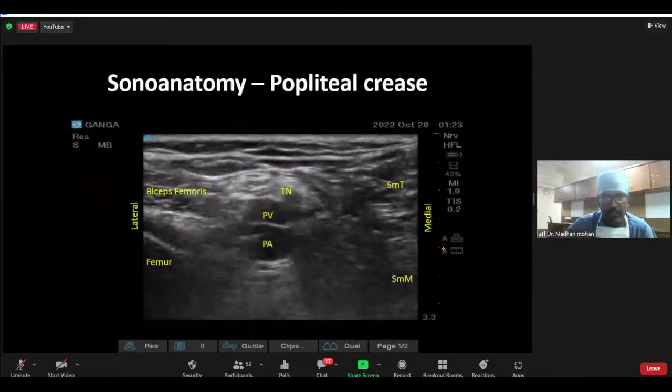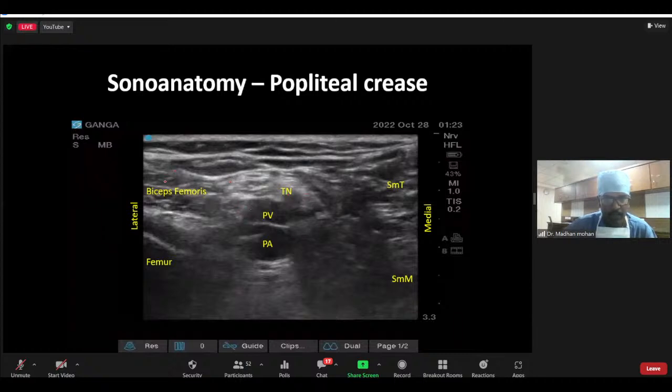So this is the sonoanatomy at the level of the popliteal crease. If you keep the probe in a transverse orientation in the popliteal crease with the orientation marker facing laterally, the structure you will immediately visualize is the popliteal artery, and then this is the popliteal vein. If you relax the probe, you'll find the popliteal vein, and this is the tibial nerve. This is the thick hyperechoic, characteristic honeycomb appearance of a peripheral nerve.